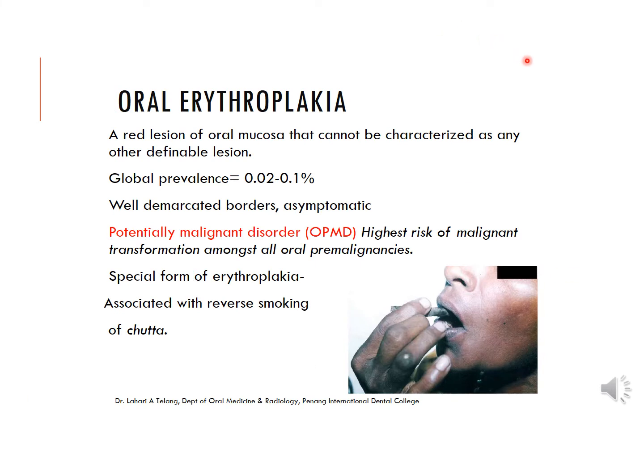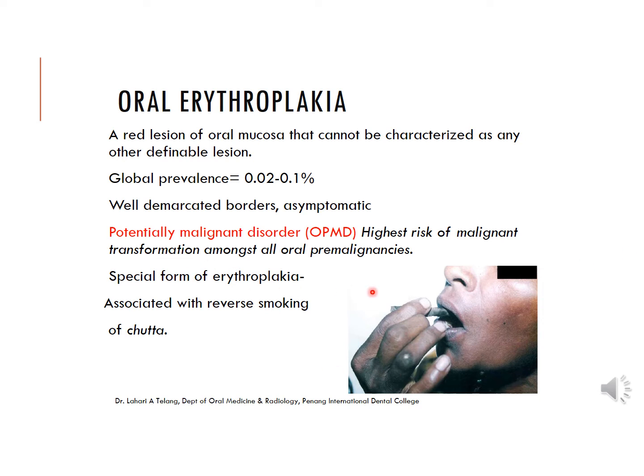On the other hand, erythroplakia is a red lesion of oral mucosa that cannot be characterized as any other definable lesion. The global prevalence is much lesser. It has well demarcated borders and is asymptomatic. This is also a potentially malignant disorder, carrying the highest risk of malignant transformation among all of the pre-malignancies.